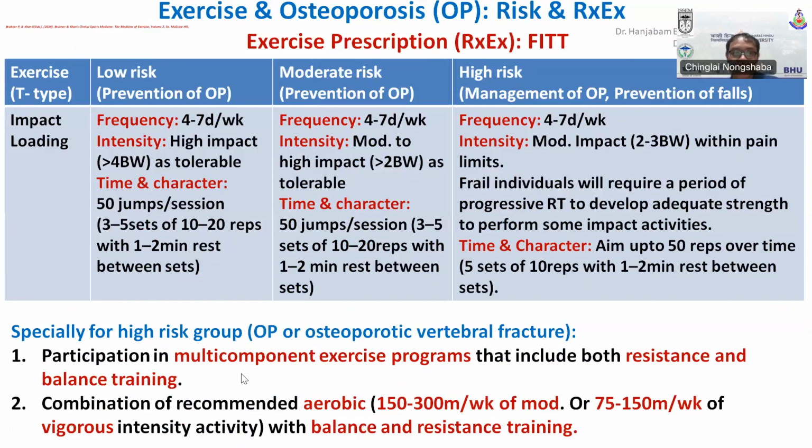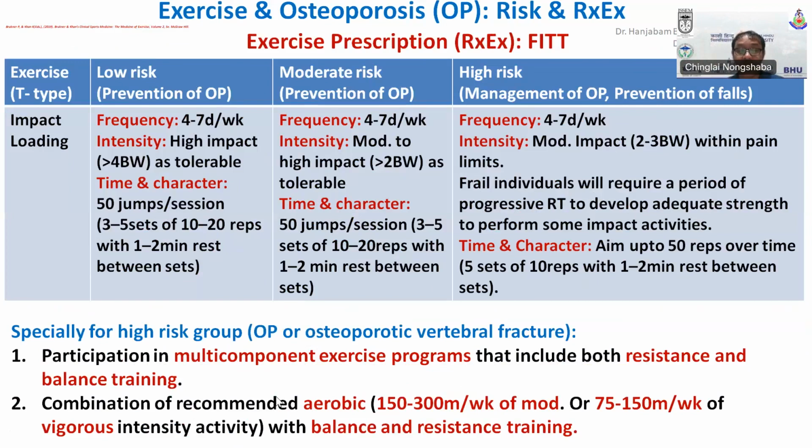Another important point which you have to understand for high risk is, you have to aim that the particular person participates in multi-component exercise. You should not restrict that individual to only one type of exercise. Multi-component exercise should be there. It should incorporate resistance exercise and balance exercise. Balance exercise are also known as proprioceptive exercise.